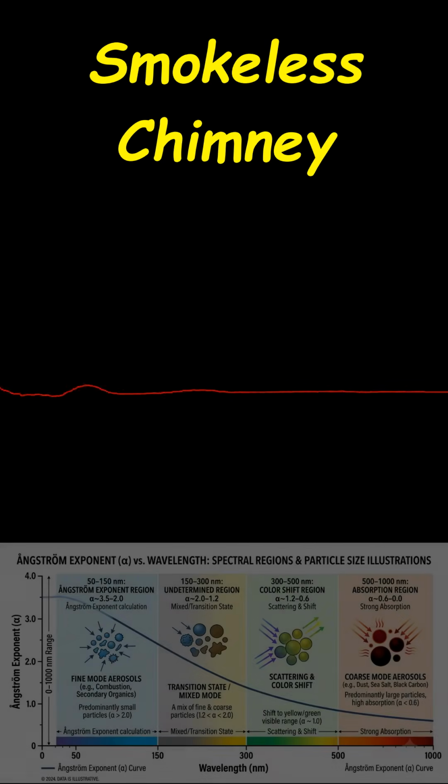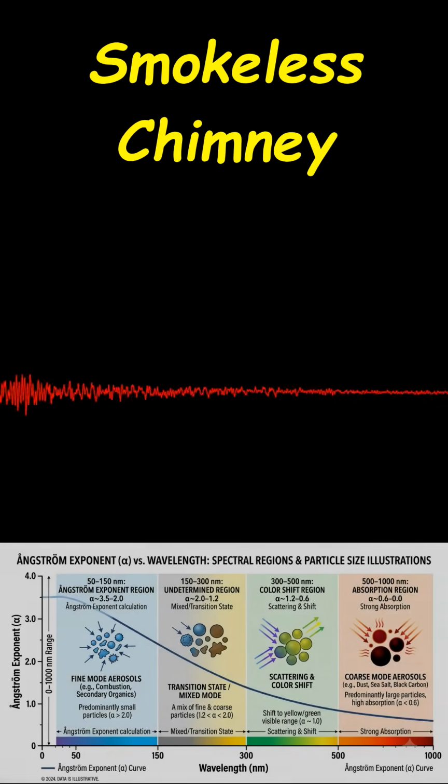The Angstrom Exponent. Every time light passes through smoke, it loses something. Some of it gets absorbed, some of it scatters away. What's left on the other side tells you the smoke was there, but it doesn't tell you what the smoke was made of. That's where the Angstrom exponent comes in.